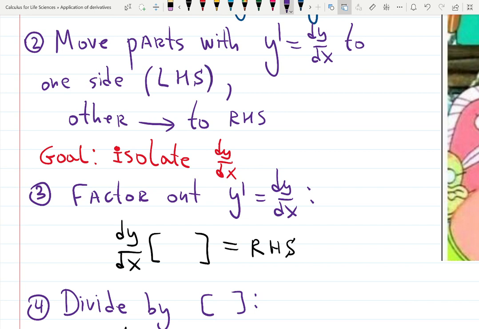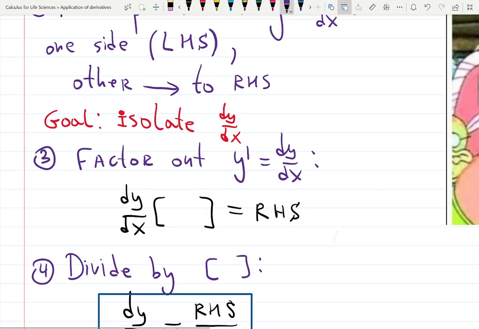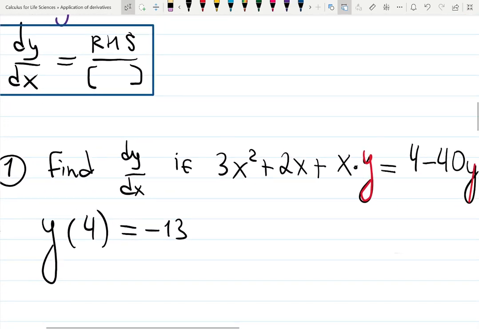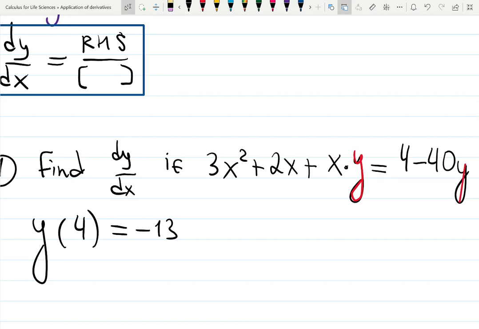Let me wait. So, the example I just showed you. And let's see. 3x squared plus 2x plus xy equals 4 minus 40y.